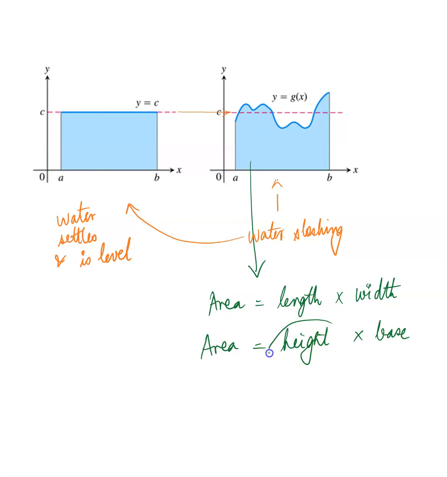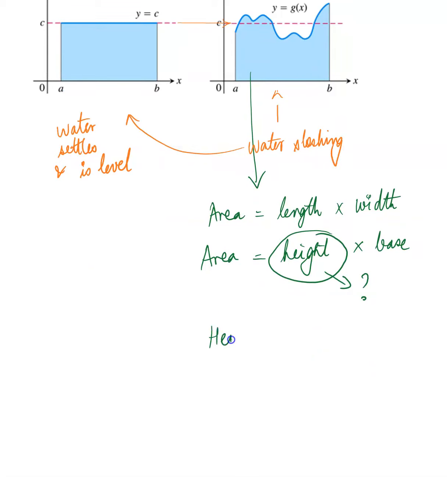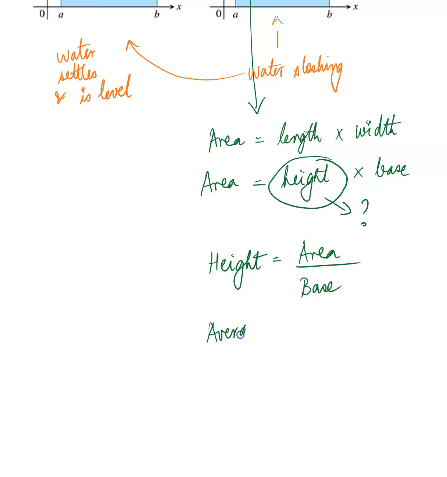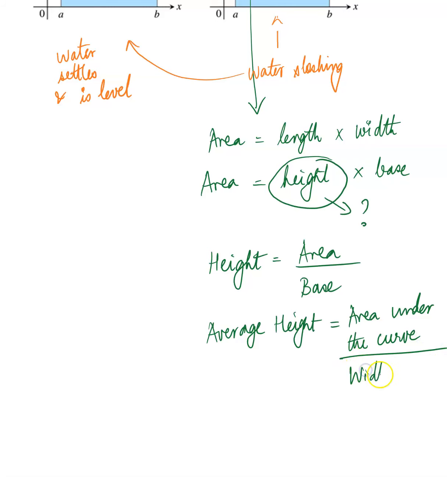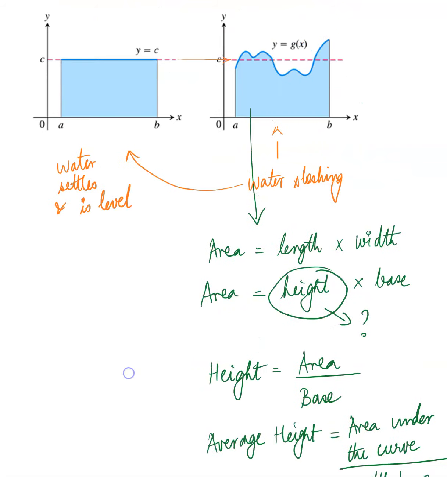So what we need to do is find the height. In order to find the height, just rearrange the variables. So you'll get height is nothing but area over base. So I'll say average height is nothing but the area under the graph, or under the curve, over the base, which is the width of the interval a to b. A to b is the interval, so the width will be b minus a.